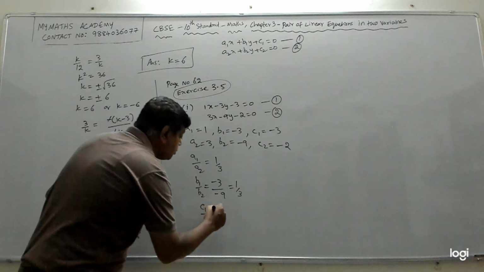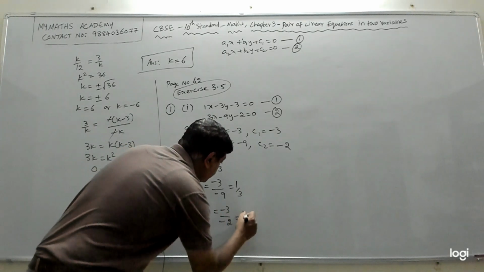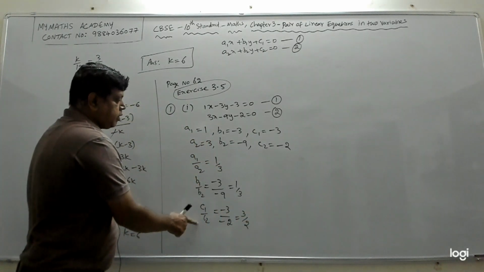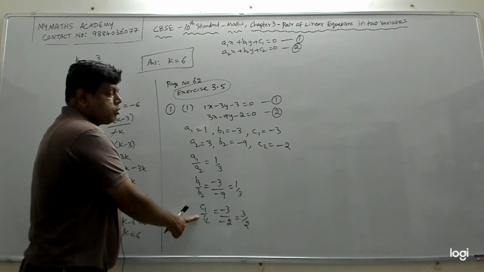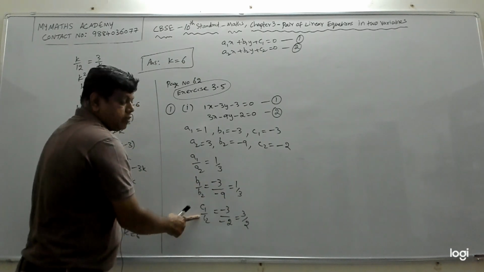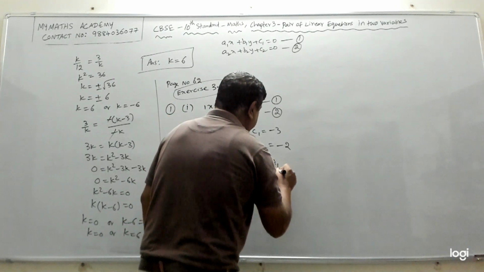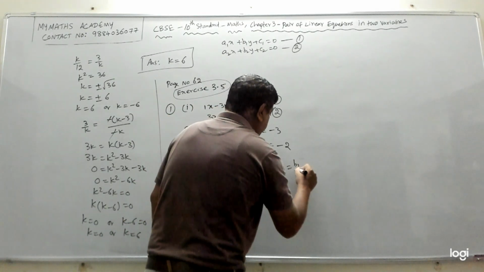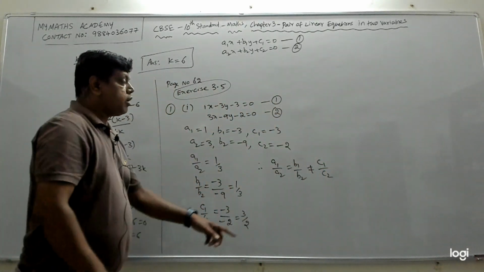What is c1 by c2? c1 is minus 3 by minus 2, which is 3 by 2. Now what have we got? a1 by a2 equals b1 by b2, but it is not equal to c1 by c2, because it's 1 by 3, 1 by 3, but this is different. These two are equal, but it's not equal to this. So a1 by a2 equals b1 by b2, but it is not equal to c1 by c2.